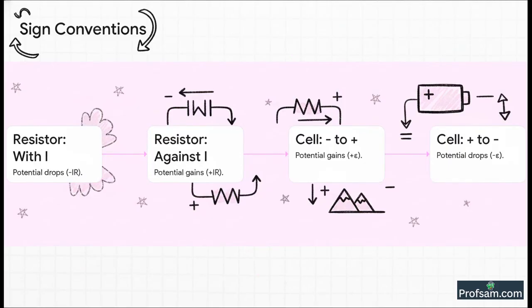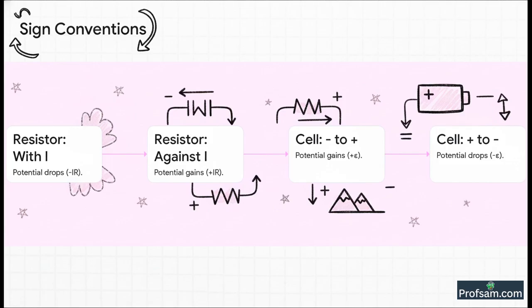So listen up, because these sign conventions are absolutely key. There are just 4 simple rules to remember. 1, if you're moving across a resistor in the same direction as the current, the potential drops, so you write minus IR. 2, if you move against the current, the potential gains, so you write plus IR. 3, when you cross a cell from the negative to the positive terminal, it's a gain, like you're climbing up, so it's plus epsilon. And 4, if you go from positive to negative, it's a drop, so it's minus epsilon.